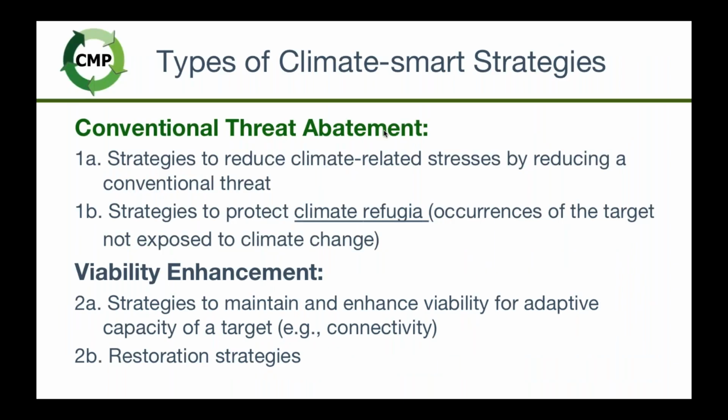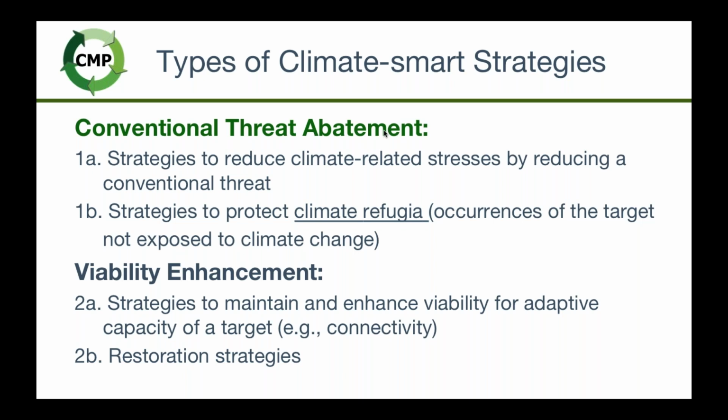Okay, so let me go into more details on each of these categories, and then I will open this up for questions. So within that category of conventional threat abatement, we have a couple of subcategories. One is strategies to reduce a climate-related stress by reducing a conventional threat. And the other is strategies to protect climate refugia, so occurrences of the target not exposed to climate change. And I have examples for all these different subcategories. So let me just run through what our categories are.